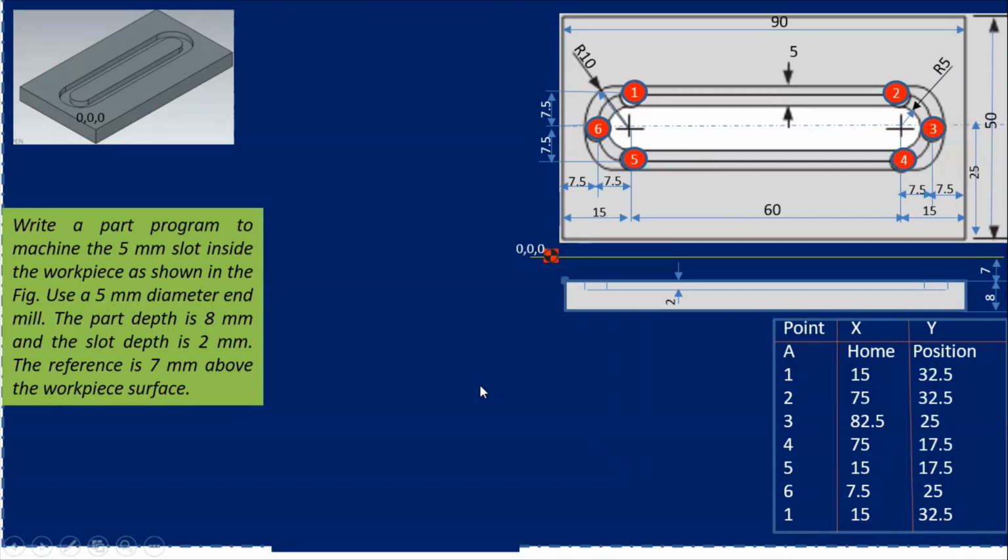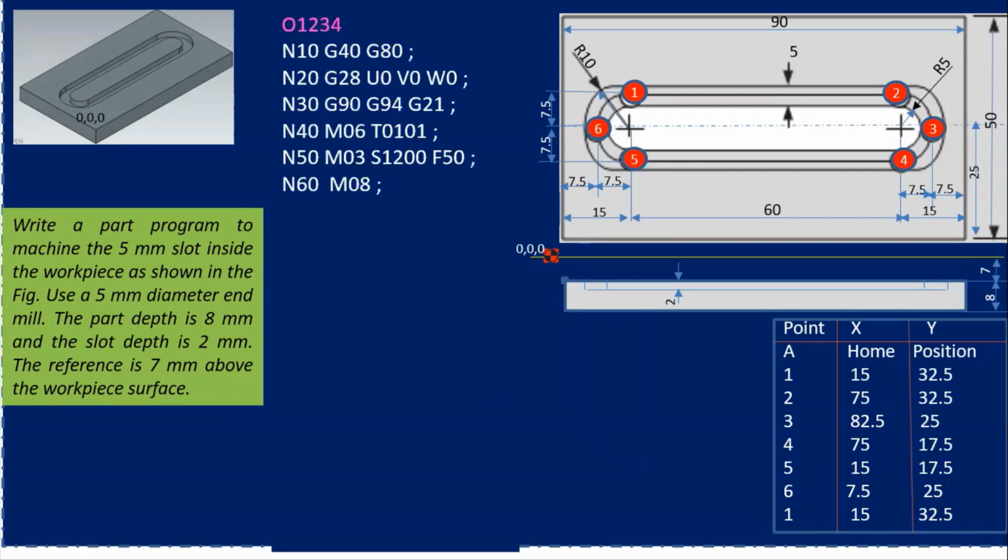Now how to write the program here? First, you know that you have to just give the program number. Initially, this is called the startup of the program. We are giving the inputs to the machine. N10, G40, G80, you know very well now. The G40 is the cutter compensation cancel and G80 is the canned cycle cancel. G90, we are considering the absolute positioning system. It means you tried to find out all the coordinates from here. That is G90, the absolute positioning system. G94 is the feed rate given in mm per minute. And G21 means that we are writing the program in the metric system, in mm.